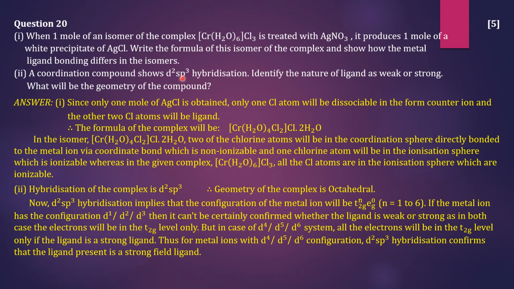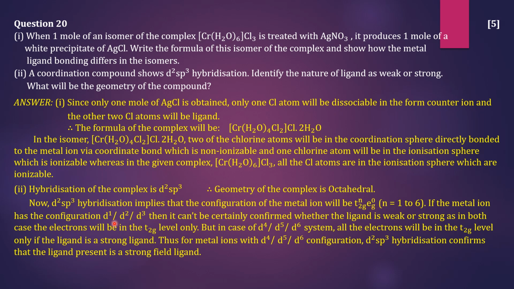Next, question 20 part 2. This is a little bit controversial, because seeing the hybridization d2sp3, you cannot certainly say always whether the ligand is strong ligand or weak ligand. That is why I have written this answer in this way. If the number of electrons present in the d subshell is either 1 or 2 or 3, be it weak ligand, be it strong ligand, the electrons will be in the t2g level, eg will be vacant. So it will be t2g^n eg^0, and in that case it will be always d2sp3 hybridization.